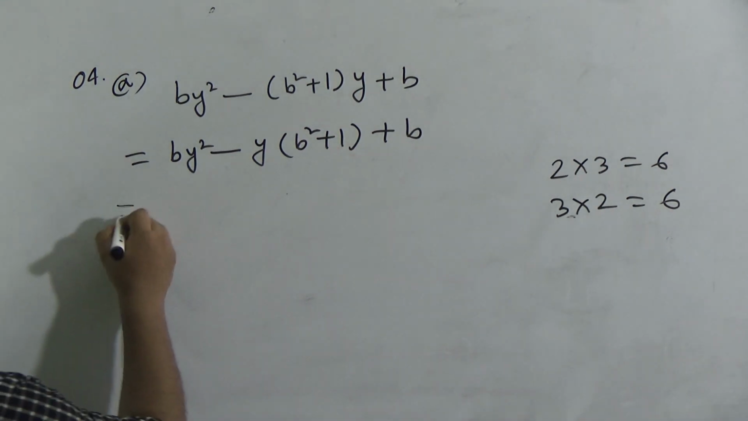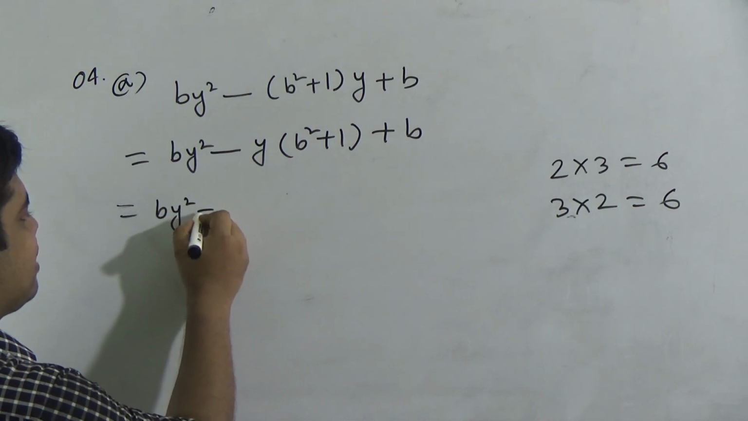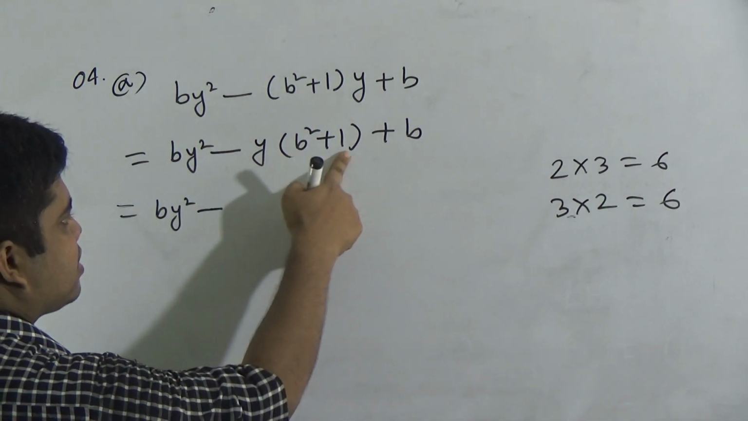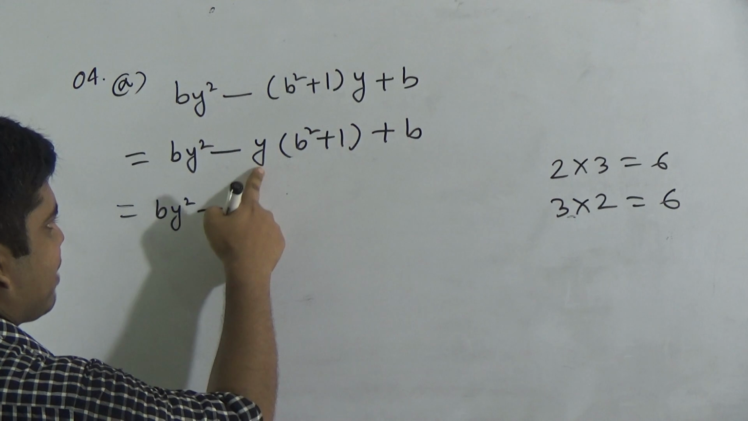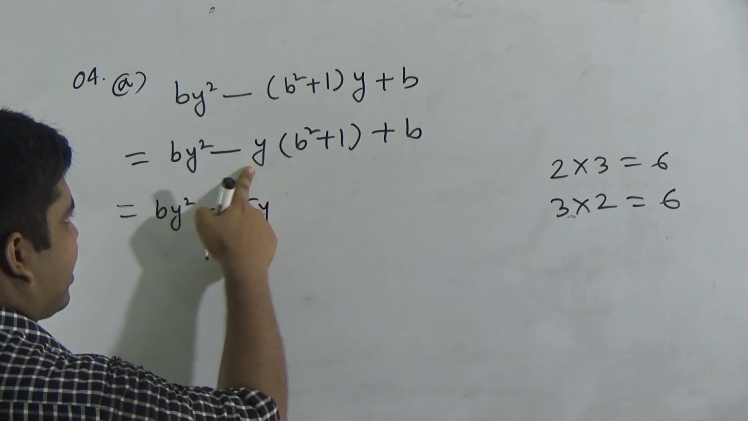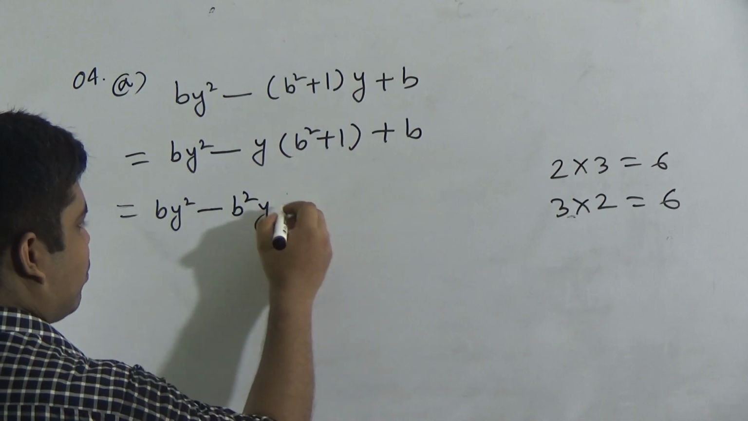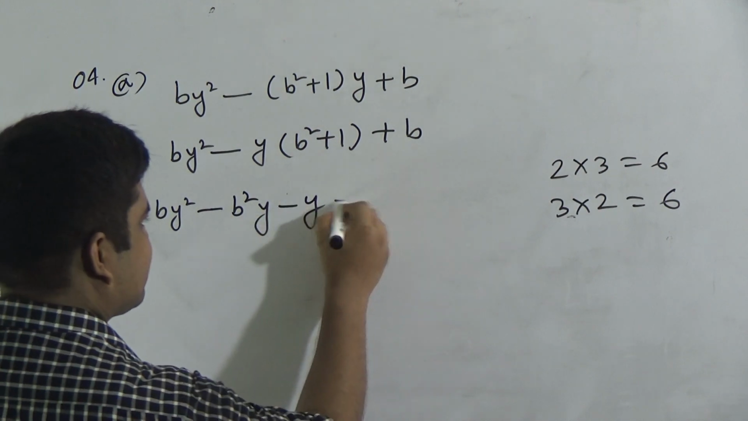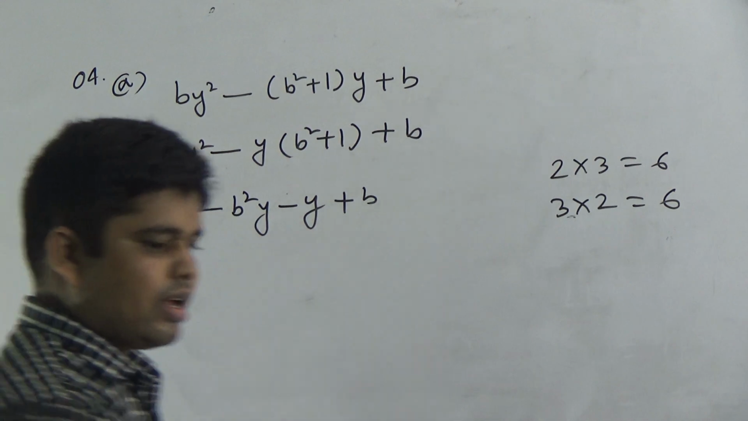Now we multiply by square, we multiply this b square plus 1 by minus y. If we multiply minus y by b square, then we get b square y, and minus y with 1, then it will be minus y, and this plus b is here. I hope you have understood.